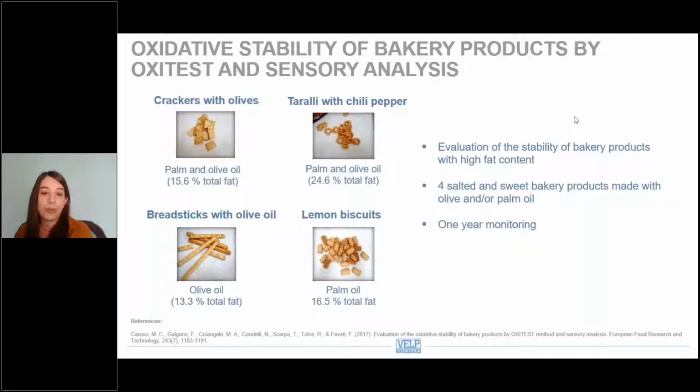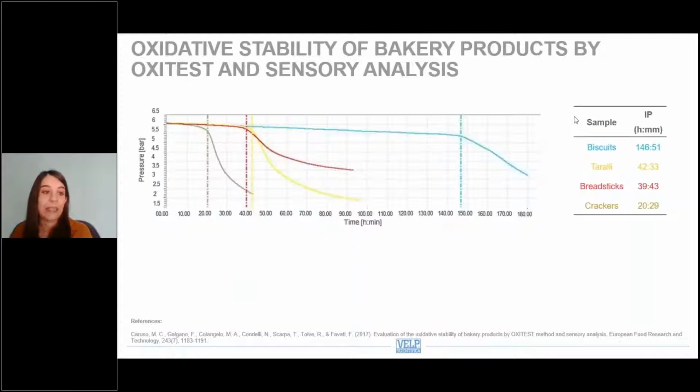A local producer provided us 4 different types of sweet and salty bakery products, and our aim was to evaluate their oxidative stability, both by Oxitest and sensory analysis, alongside classical chemical analysis. The products were monitored for 1 year.